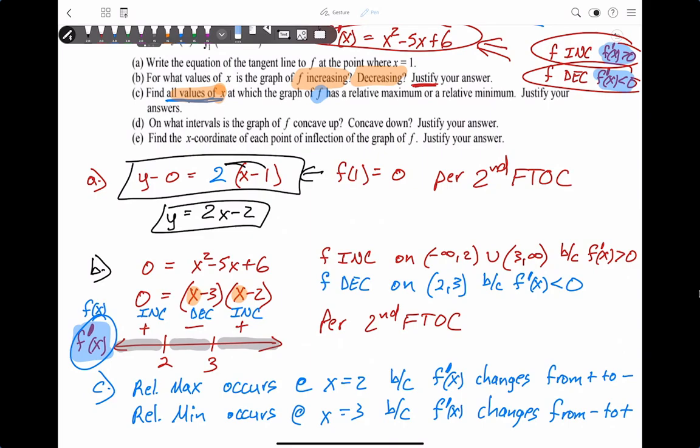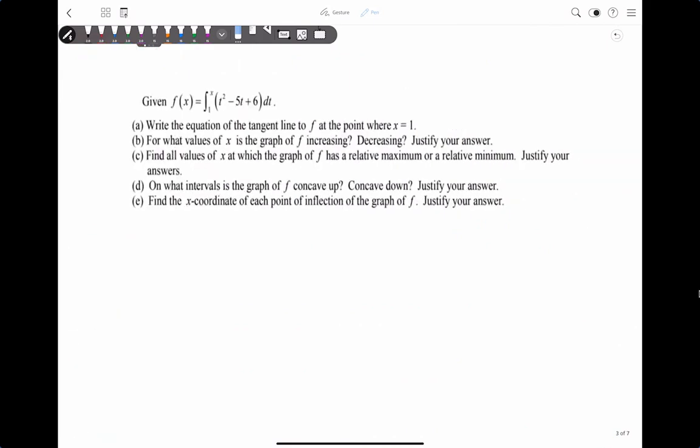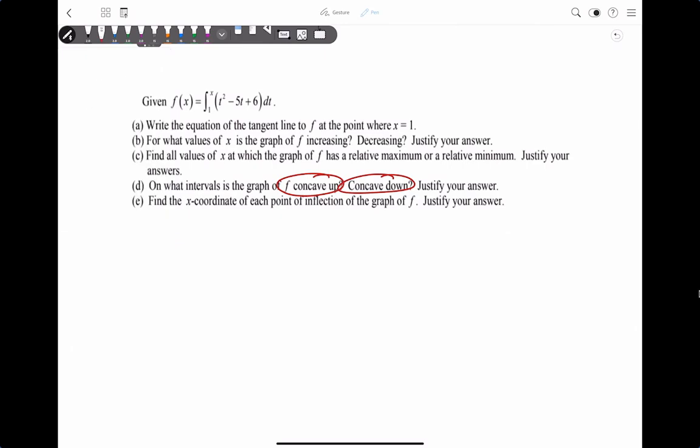Okay, so now let's move on to part D and E. It's the same problem, I just copied it over. So part D says, on what intervals is the graph of f concave up and concave down? Okay, so f will be concave up when f double prime is positive, aka the same as f prime is increasing. And the reason why I show you this is because sometimes you will be given f prime graphs and you can easily identify if it's increasing, that's where f is going to be concave up.